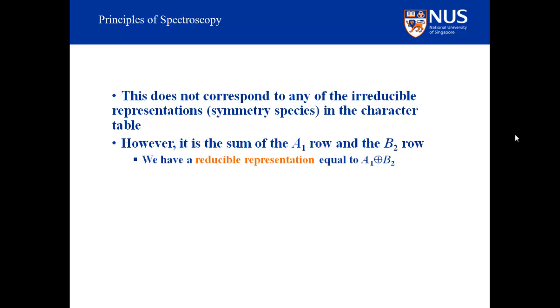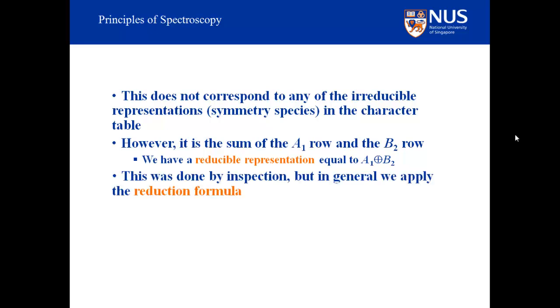This means that our representation for the basis set delta 1, delta 2 is a reducible representation which is equal to A1 plus B2. We did this by inspection, but we need a more general way of doing this. The reduction formula provides this general method. But note, however, that if you are able to reduce the representation by inspection, then you do not need to use the reduction formula. There is only one possible set of irreducible representations for any reducible representation. If you do the reduction by inspection, you will have solved the reduction problem.